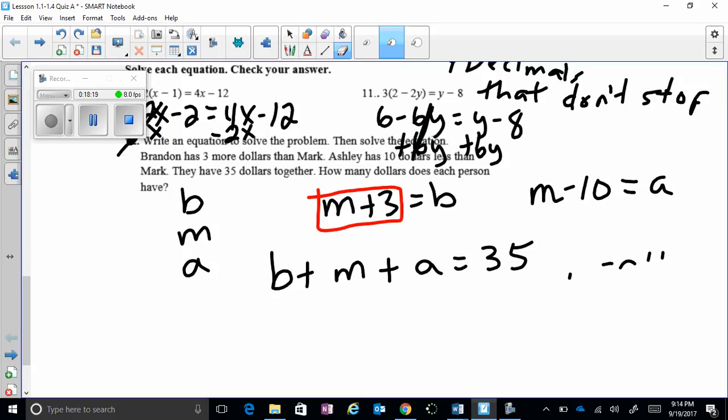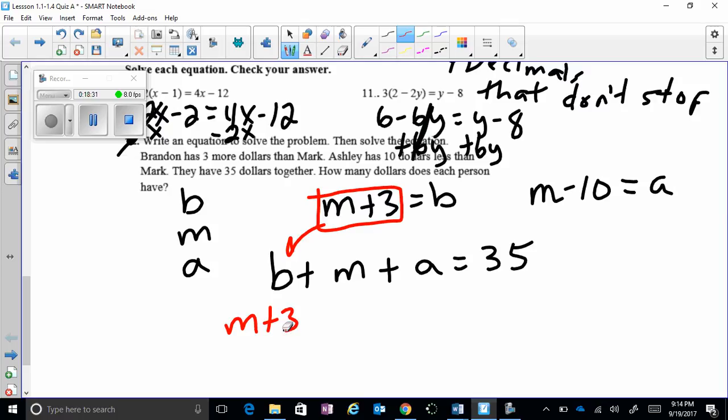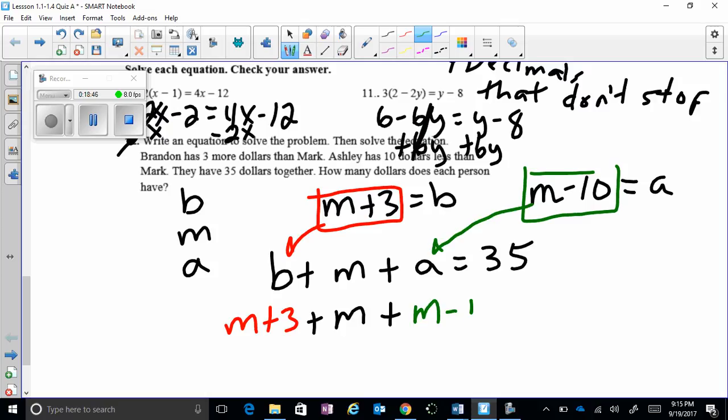And then I can have an equation of just m. So if I put m plus 3 in for b, so I'm going to have m plus 3 right there. Then I'll keep my plus m already there. And then I'm going to take my a, which is already m minus 10, put that right there. Now, after making all those substitutions, I have just 1 equation. Now I can figure out how old Mark is. And once I know how old Mark is, I can figure out how old Brandon is and how old Ashley is, or how many dollars, sorry, each one of those would have.